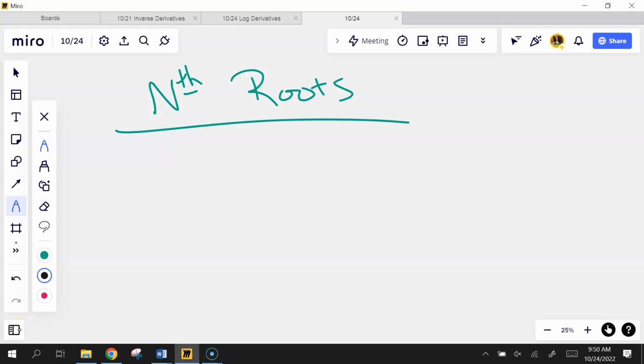Before we get to nth roots, what is this? It's a square root. So if I asked you what the square root of, let's just say, 25 is.